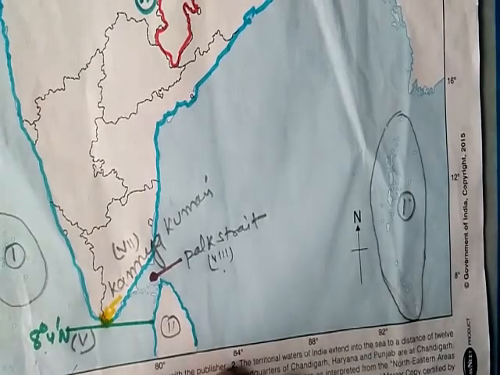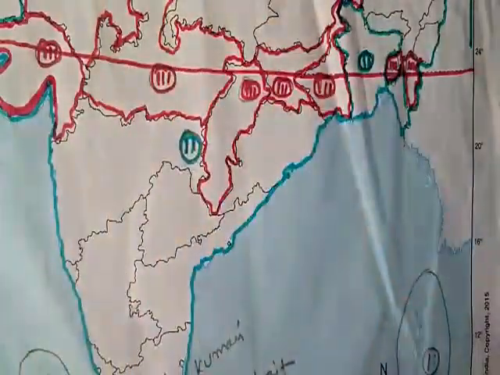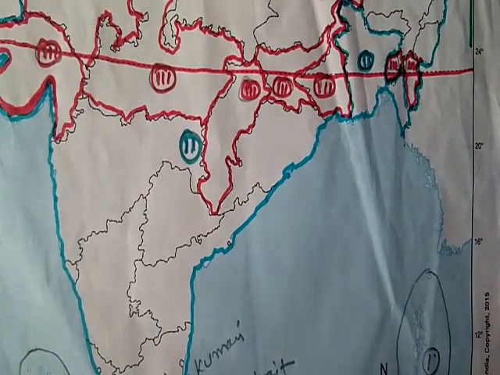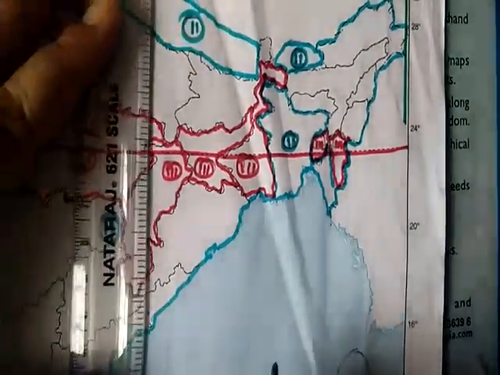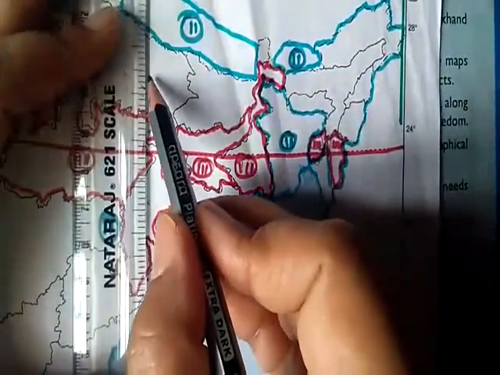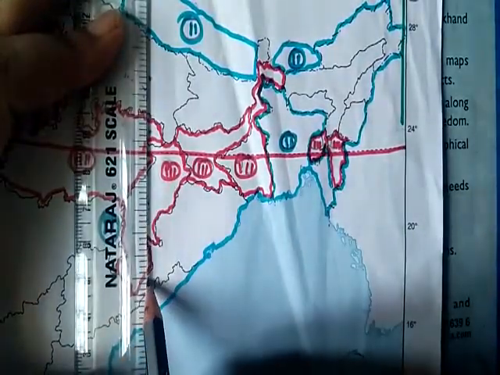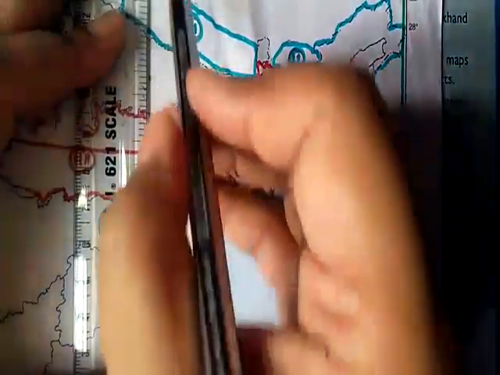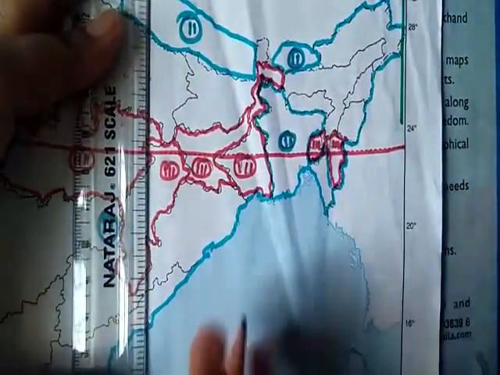Now you will do question number 9. In this question you will have to show the union territories, and you can easily locate the union territories by giving any symbol, just like you can give a dot or anything you like. Next question, question number 10, is to show the standard meridian of India. The standard meridian of India passes through 5 states, UP, MP, Chhattisgarh, Orissa and Andhra Pradesh. So just draw the standard meridian of India.